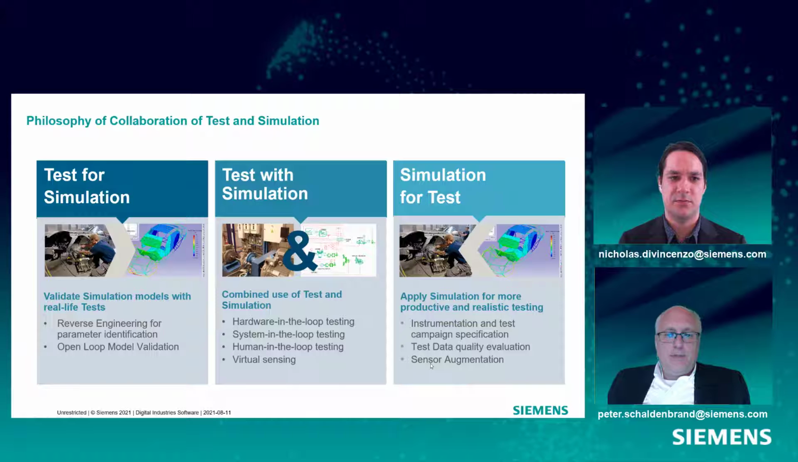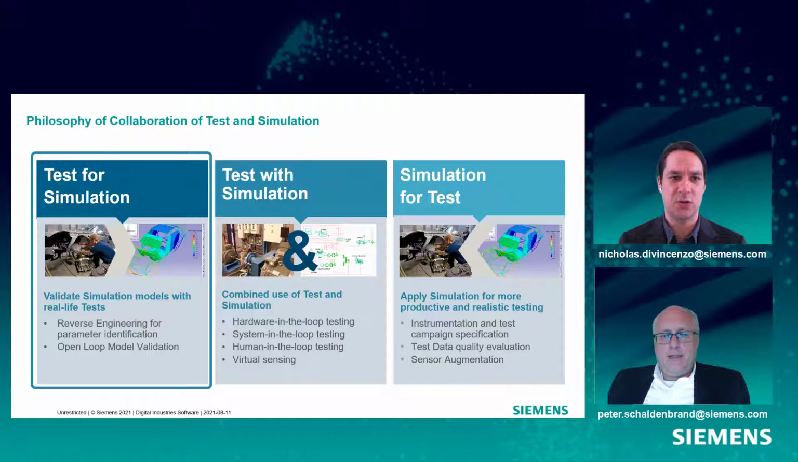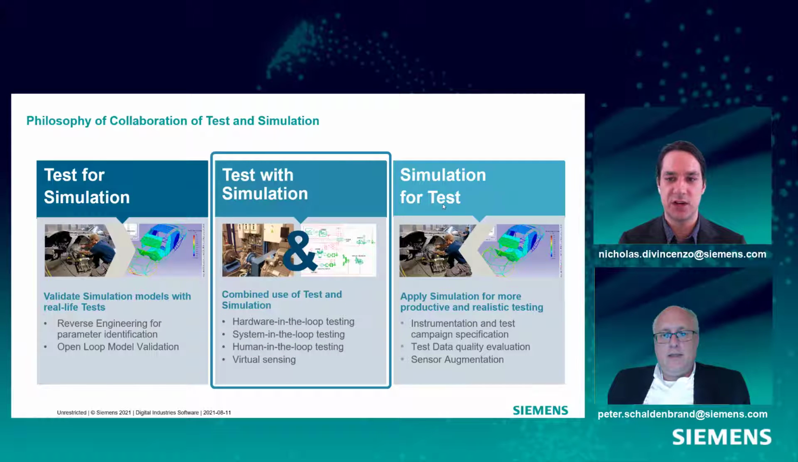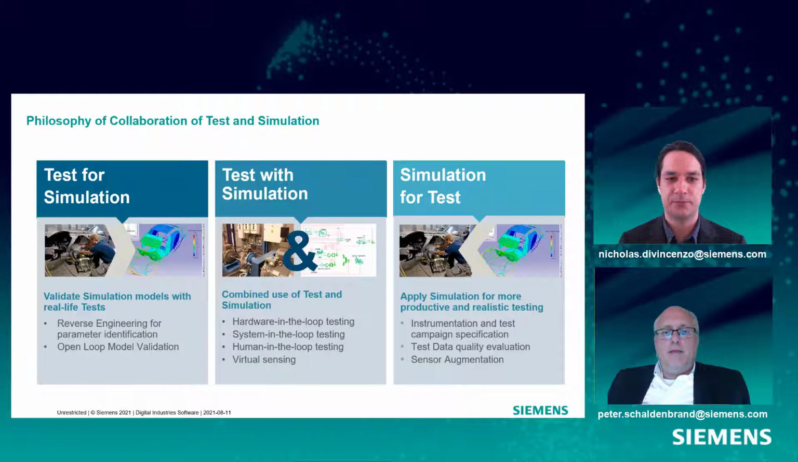Kind of makes sense to you? Yeah, okay. So it's like that left box, we're using test to help the simulation folks out. The box on the far right, we're using simulation to help the test folks out. And then that middle one there is using the two together at the exact same time. That's right. Okay. Three modes.